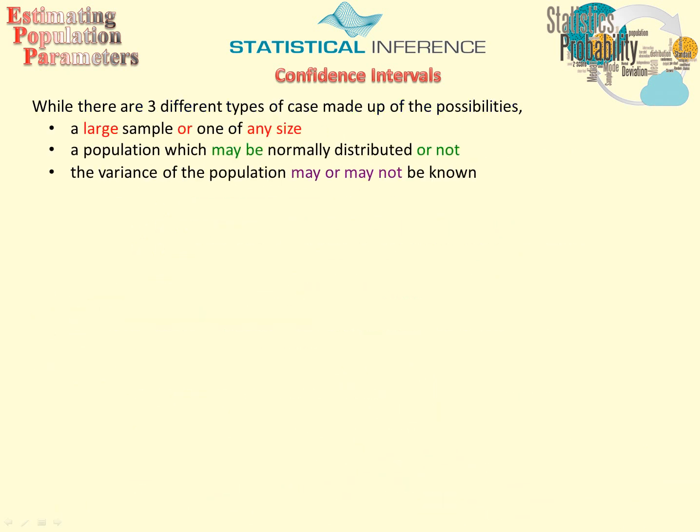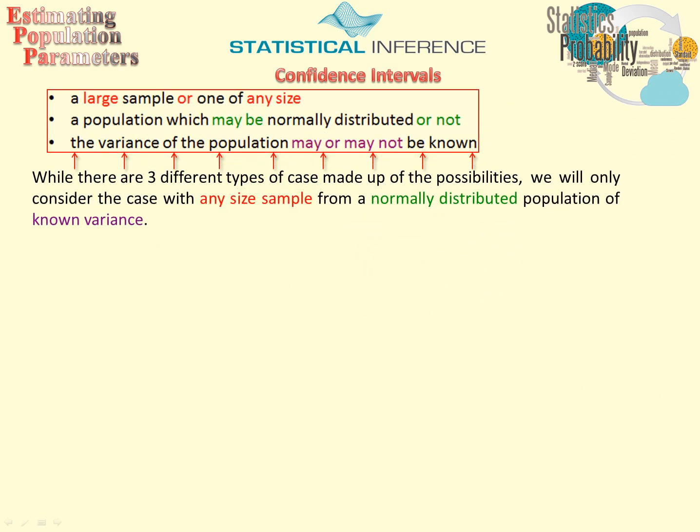3 types of cases made up, and we're not going to do all 3. We could have a large sample, or one of any size. We could have a population which may be normally distributed or not, and the statistician has to take this into account. And the variance of the population may or may not be known. Now, this course, we're only going to do the one, and that is, we'll look at the one where it's any size sample, the population is normally distributed, and the variance of the population is known.